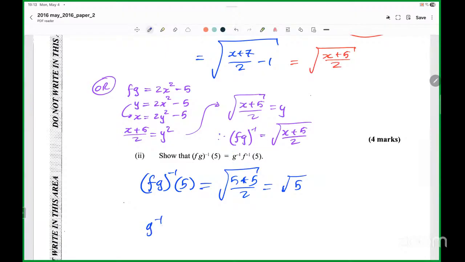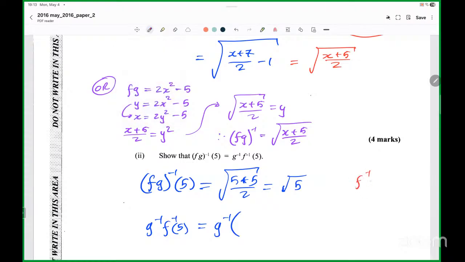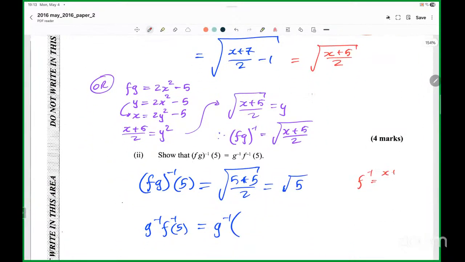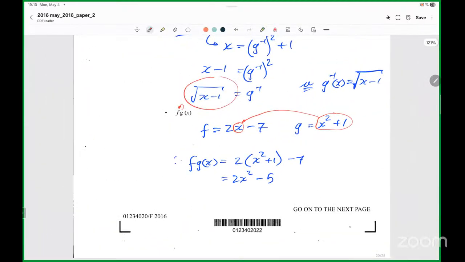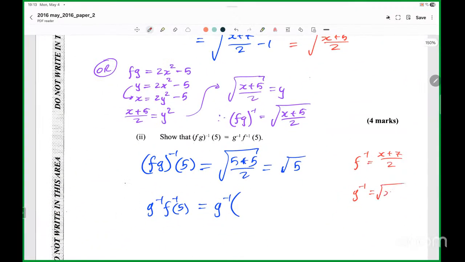They want to work out this one. So g to the minus 1 of f to the minus 1 of 5. They're going to do the f to the minus 1 of 5 first. So it becomes g to the minus 1 of. Now, what is the f to the minus 1? Let's put them over here. Remember that the f to the minus 1 was, what was it again? x plus 7 over 2. And the g to the minus 1 is the square root of x minus 1, right? Square root of x minus 1.